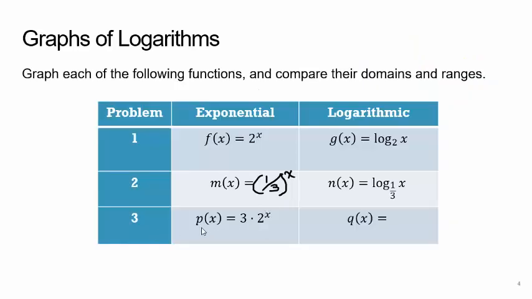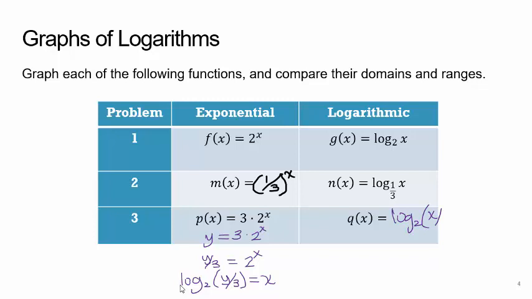And the last set of functions that we want to graph is p of x equals 3 times 2 to the x, and q of x, which is the corresponding logarithmic function. This is not quite so obvious what this new function will be. So let's first rewrite the given function as y equals 3 times 2 to the x and isolate the power. So we'll divide both sides by 3 and then rewrite it in logarithmic form. But remember, these inverse functions have the x and y interchanged, and so we're just going to flip-flop those around, and we get q of x equals log base 2 of x over 3.